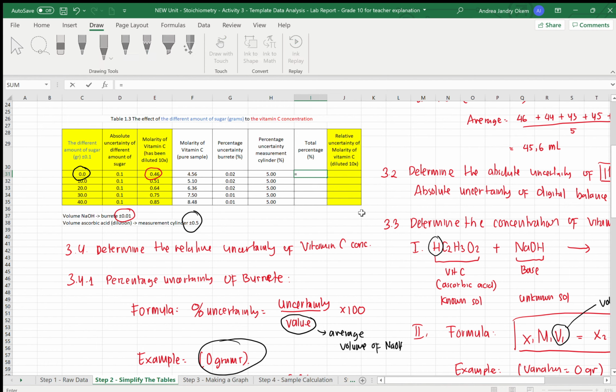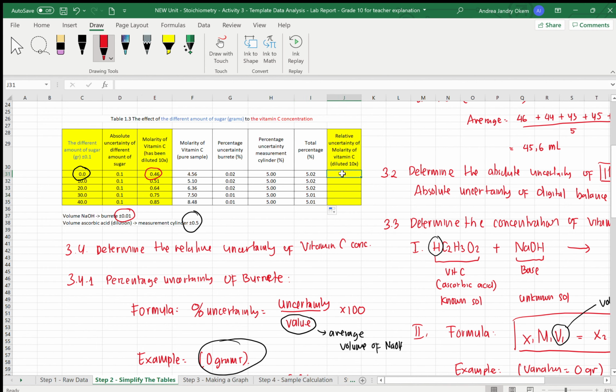The next one is if we want to find the total percentage, that is equals, open the bracket, just go to the first percentage uncertainty and then put a plus sign, go to the second and then close the bracket and then we enter. And we got the total percentage. Don't forget, we just need to drag to the bottom.